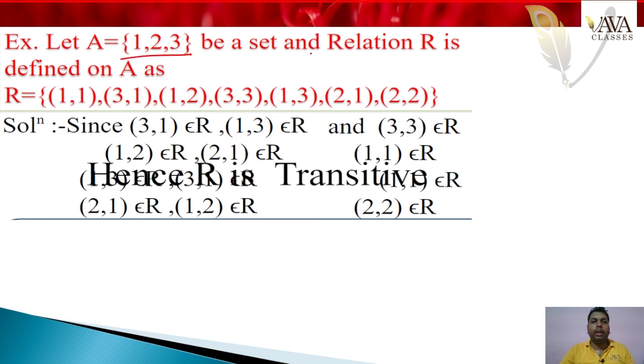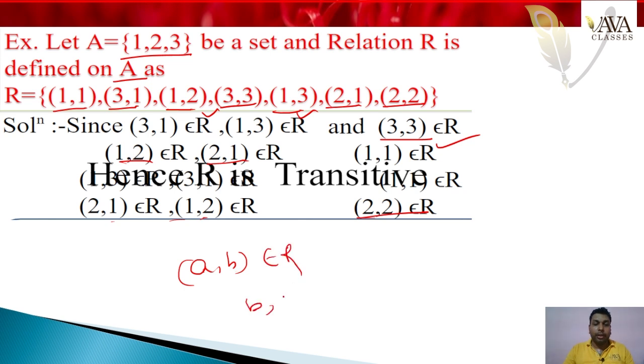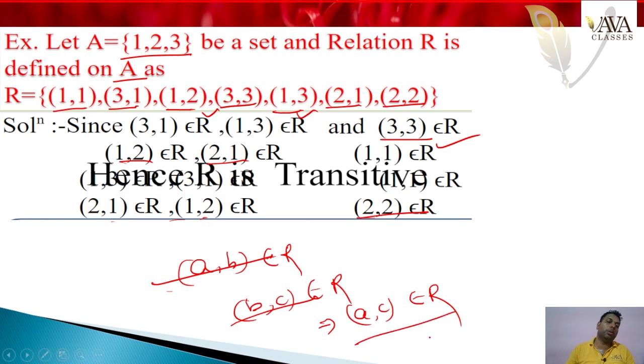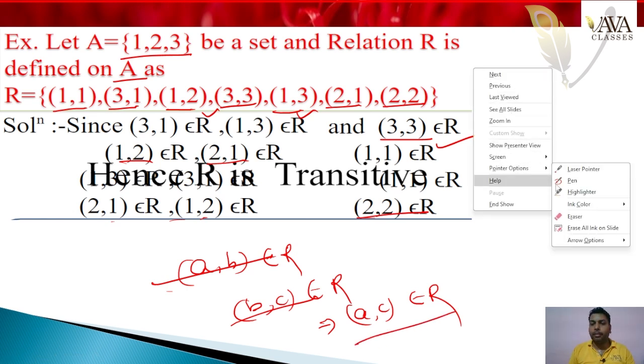Let A = {1, 2, 3} be a set and relation R is defined on A as R = {(1,1), (3,1), (1,2), (3,3), (1,3), (2,1), (2,2)}. Since (3,1) belongs to R, (1,3) belongs to R, and (3,3) belongs to R; (1,2) belongs to R, (2,1) belongs to R, and (1,1) belongs to R; (2,1) belongs to R, (1,2) belongs to R, and (2,2) belongs to R. So the relation is transitive because for every (a,b) belonging to R and (b,c) belonging to R, that implies (a,c) belongs to R.